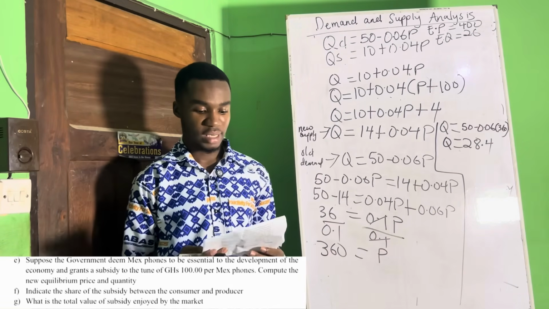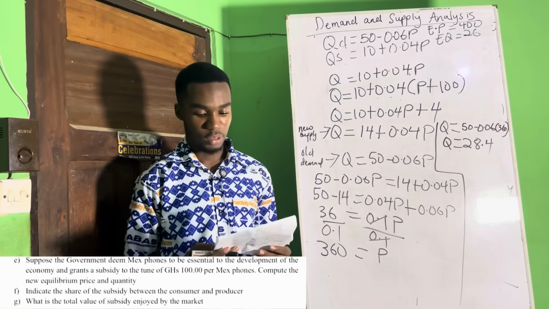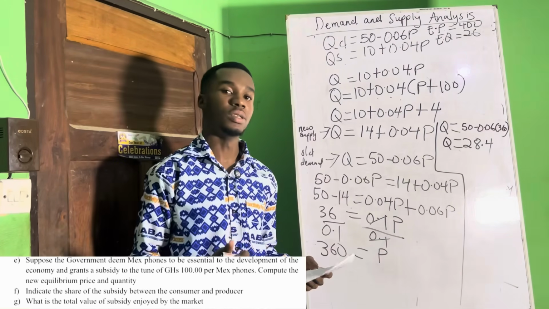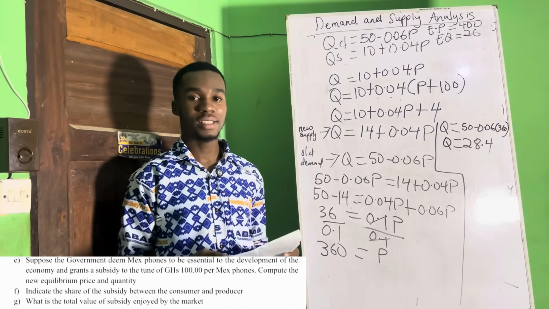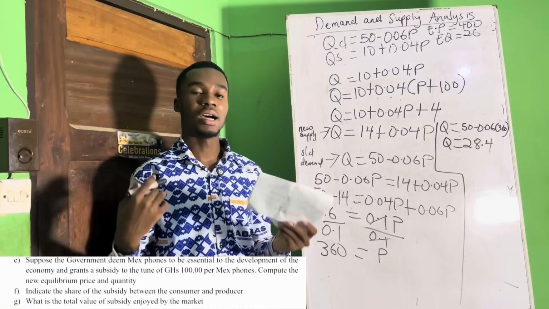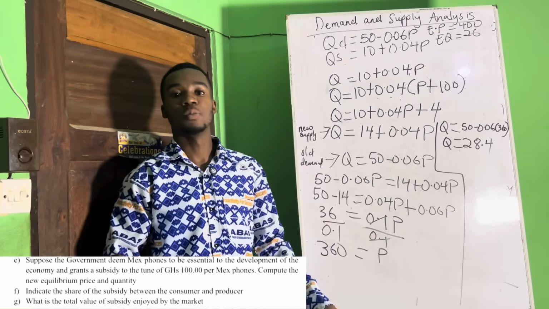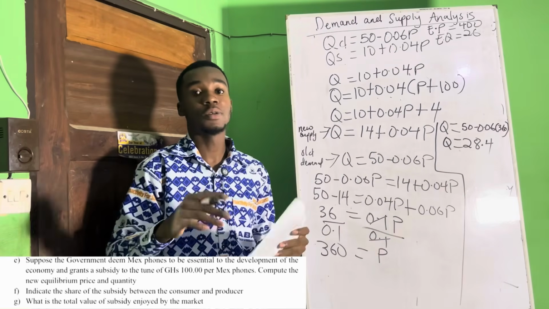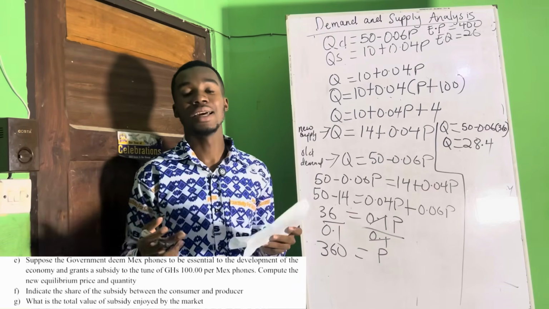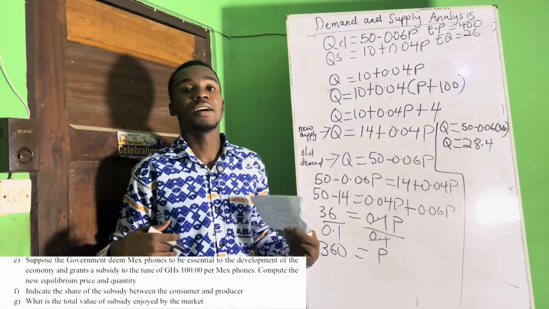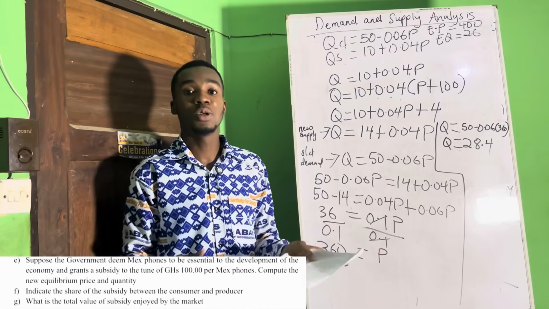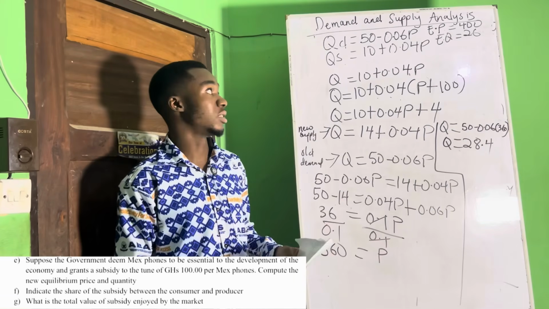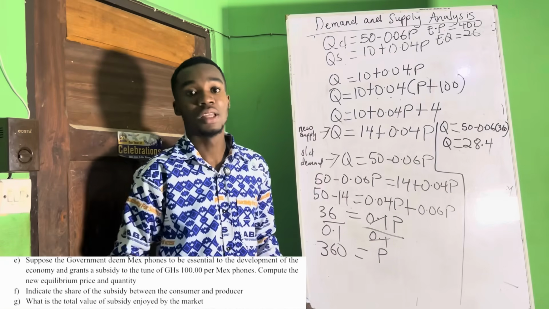The F says indicate the share of the subsidy between the consumer and producer. All right, so now that the subsidy has been introduced, what are the producers going to pay? Because at first there was no subsidy, but now the government is trying to help the company, so they are giving them money. So now the question is saying that now that a subsidy has been introduced, how is it going to affect the consumer and the producer? And since it is a subsidy, the government is giving the company money, obviously it's going to affect both the producer and the consumer, because maybe at first the price was, let's say, 400 cedis, but now since you've helped the company, the price will be cheaper.